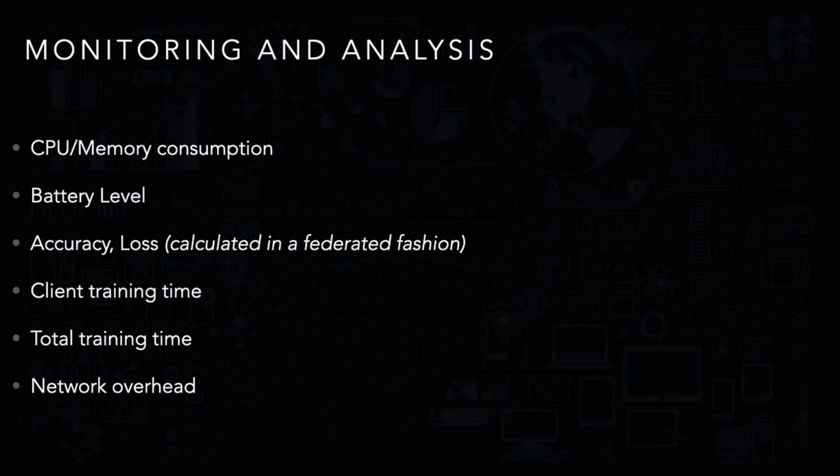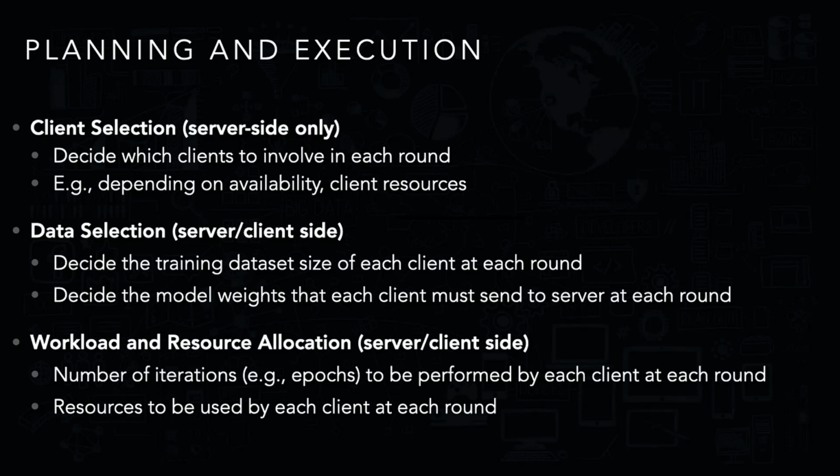In fact, we have to monitor and analyze a lot of metrics, so CPU and memory consumption, the battery level that is very critical for mobile clients, which are the de facto traditional clients nowadays. Then quality metrics such as accuracy and the loss of a machine learning model, and these metrics are computed in a federated fashion in order to not distribute data even for the evaluation, the training time, and the network overhead. For the planning and execution, there are different decisions to take.